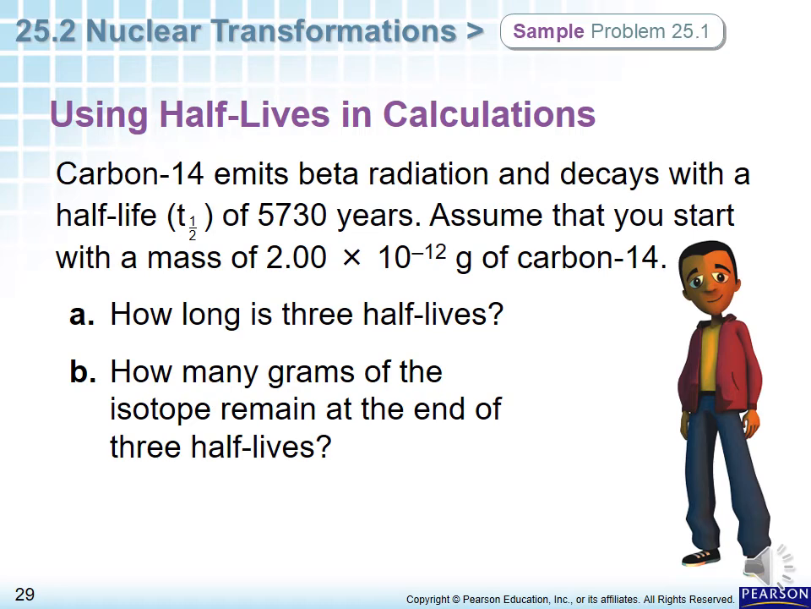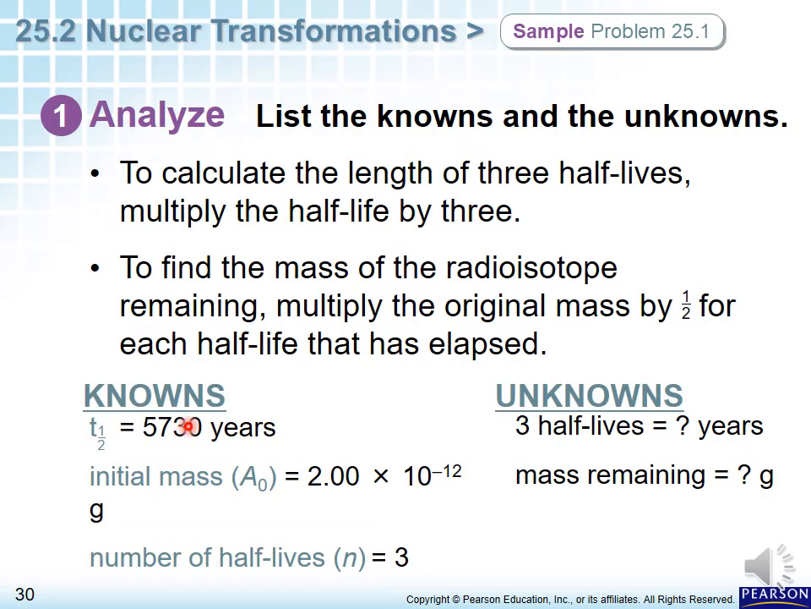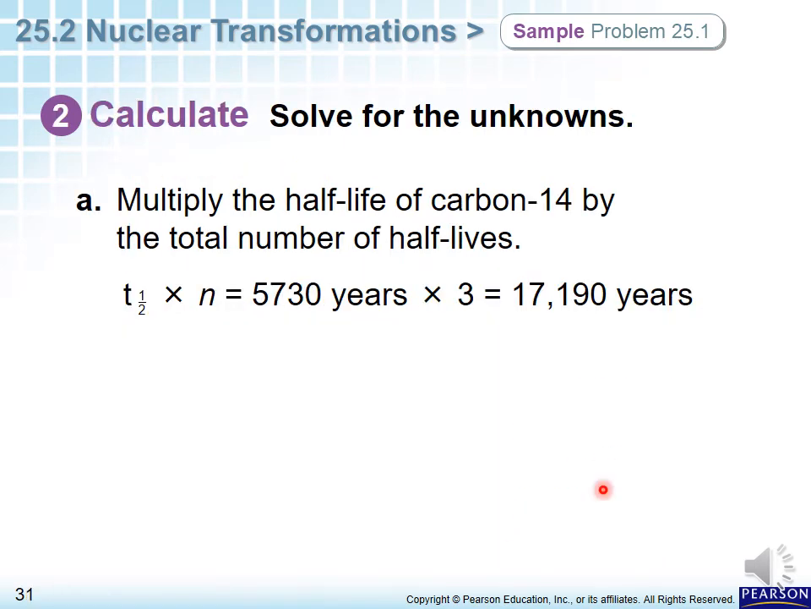Okay, two methods. What is known is given here, and what is unknown, you need the time of 3 half-lives and the remaining mass. So multiply the half-life of carbon-14 by the total number of half-lives. So how many half-lives do we need? 3. The half-life is 5730 years, so times 3, it gives you 17,190 years.